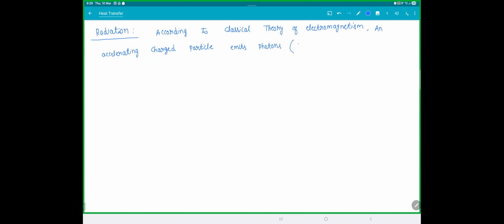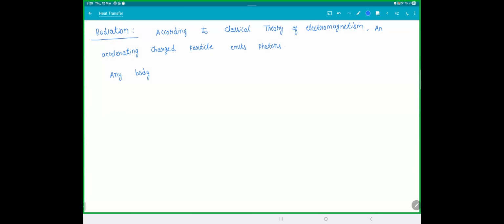So there's a name for this thing. They also call it braking radiation or Bremsstrahlung radiation, which is the name of a German scientist. But yeah, we'll not write it. We'll write that in modern physics.